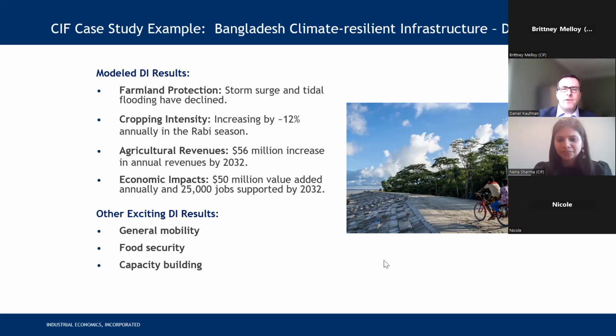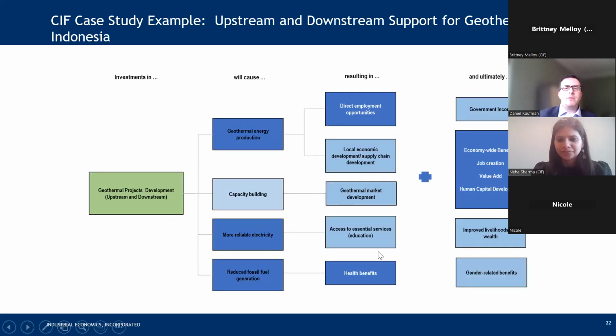And then just very quickly, moving to the next slide, I just want to touch on one other example of a case study that we conducted. This was for the Indonesia geothermal development projects. So again, we plotted out our development impact pathway based on the development impacts that can result from investments in large-scale renewable energy, in this case, large-scale geothermal. And what we aimed to model in this case study was economy-wide impacts from an increase in geothermal investments. Next slide, please.